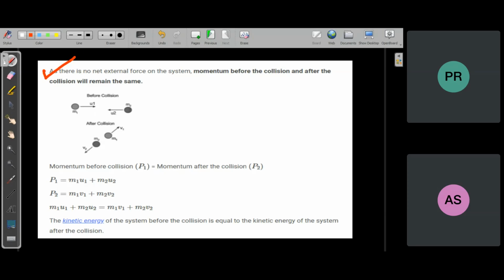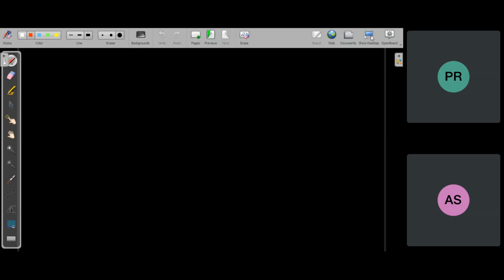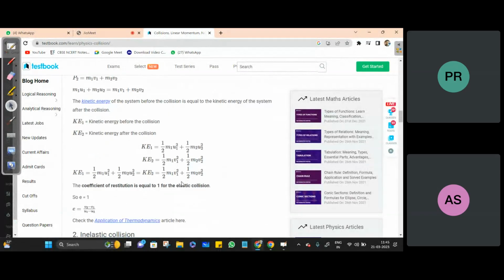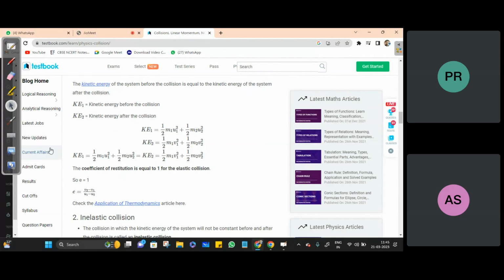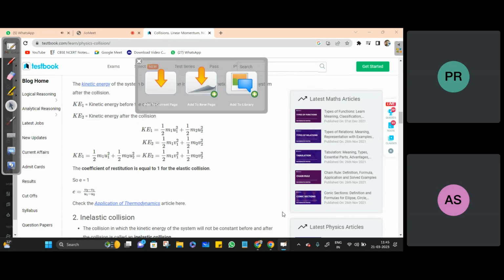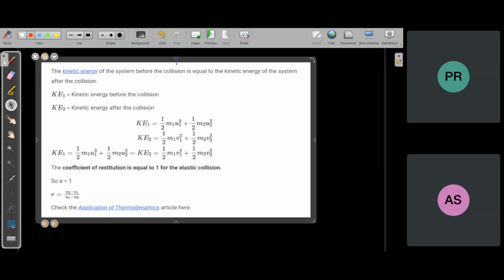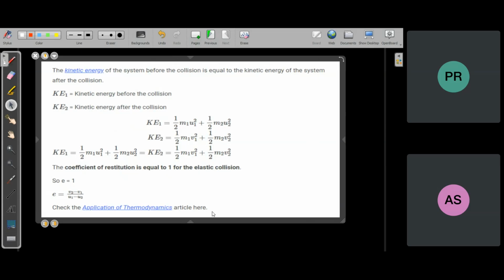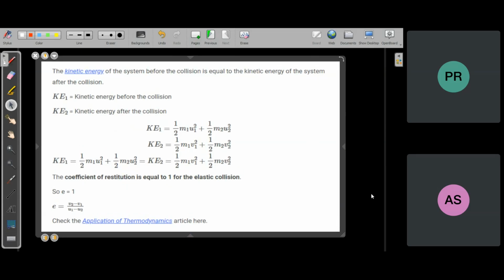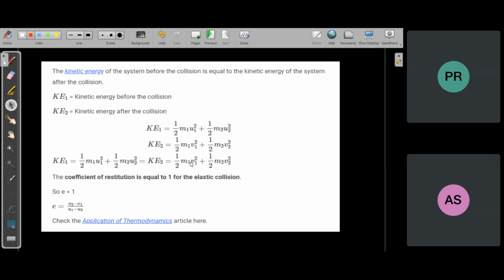Here you can see everywhere they are using momentum conservation. Momentum conservation takes place in all types of collision because it has nothing to do with the type of collision. It has to do with whether there is an external force acting on the system or not. The momentum of the system remains conserved if there is no external force, or no impulsive external force, acting on the system.